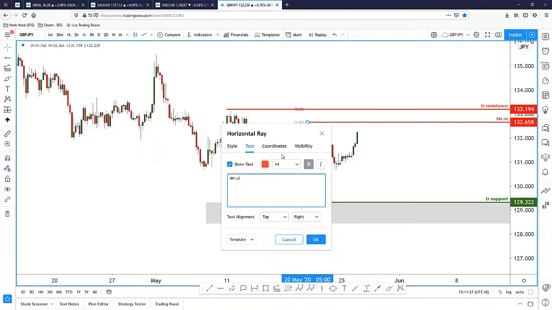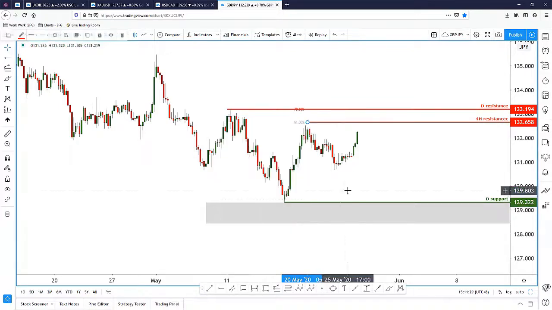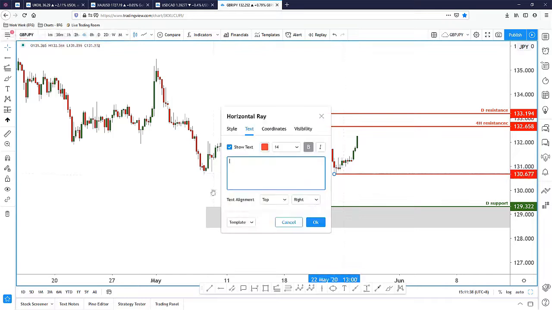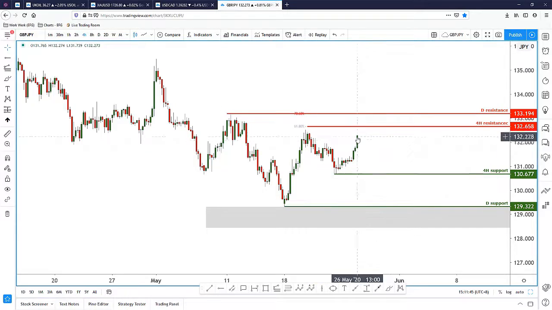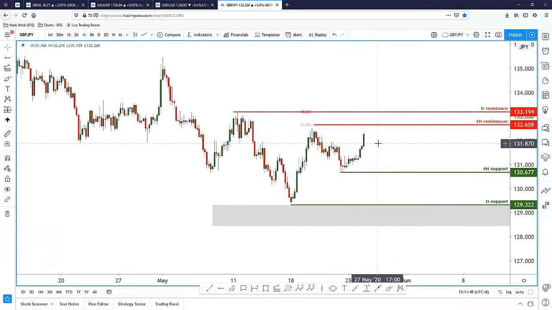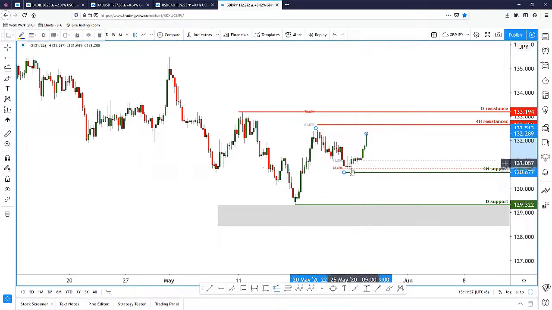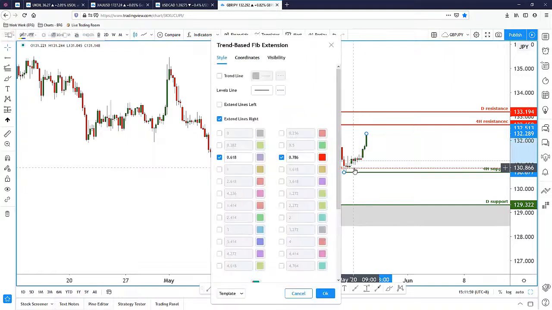Okay, 4-hour resistance. And where do we have the 4-hour support? Okay, I would like to just put it at a graphical level over here. We have 4-hour support, 4-hour resistance. You see, price is already making a push up to that level. Okay, so we can use an extension from this recent high to the recent low and back to where price is. And we see that this 4-hour support also falls in line with the 78.6 level.